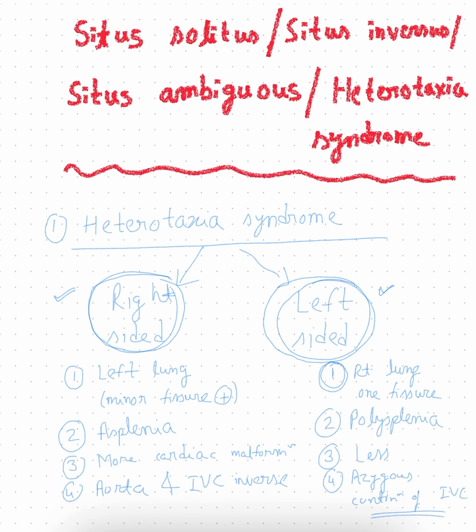Now the next one will be the situs solitus. So basically the situs solitus is the normal anatomical arrangement of the abdominal viscera.